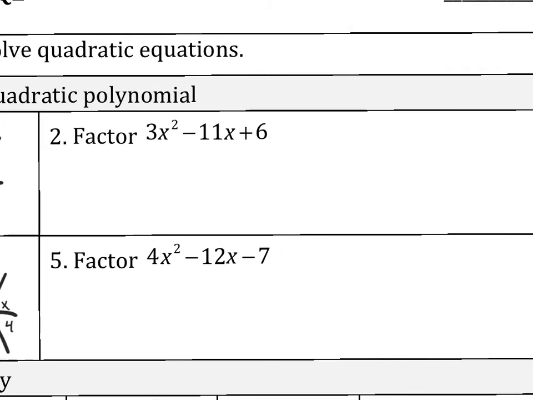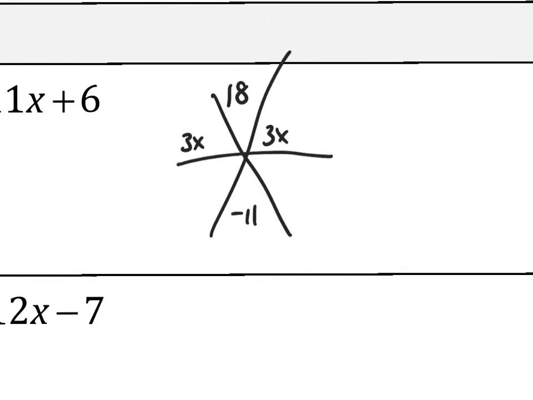I'll do this one real quick, and then you can pause and see the answers for the other two warm-ups. This one here is an 18 because 3 times 6, and a negative 11, and I'm going to put 3x in the wings this time. Now I find the factors of 18 that add to negative 11. So I see that it's negative 9 and negative 2.